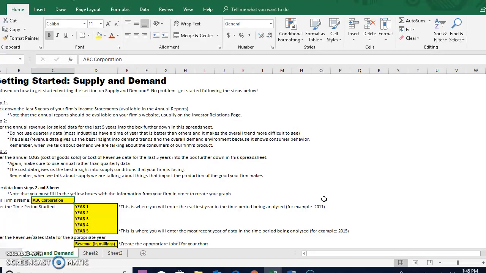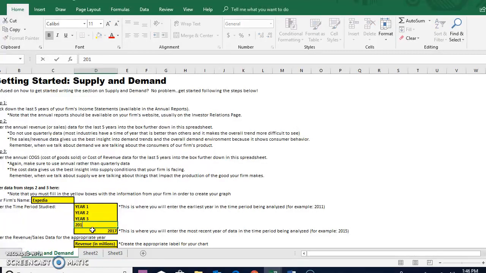And right in here, I'm going to put that's the firm, the time period studied. So again, you want to look at the most recent 5 years. Right now, it happens to be 2018. We're far enough in that 2017 financial statements have been summarized. So the most recent year is 2017.